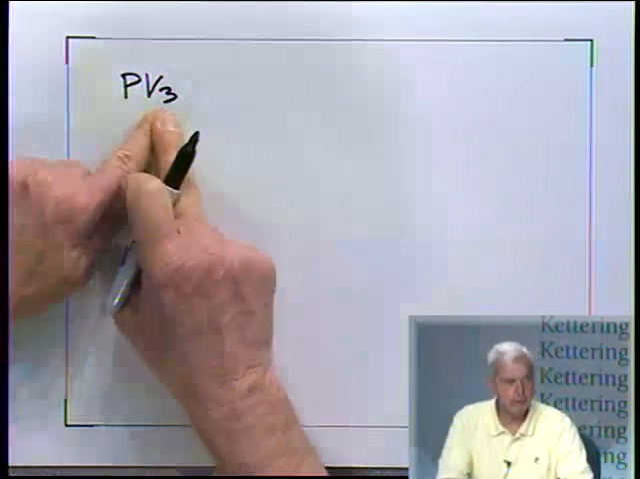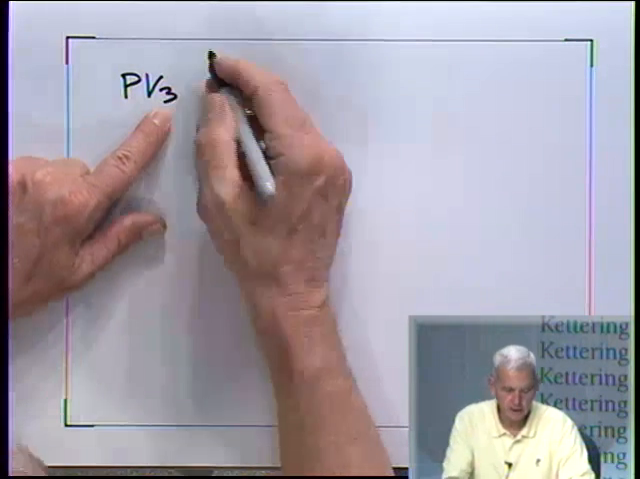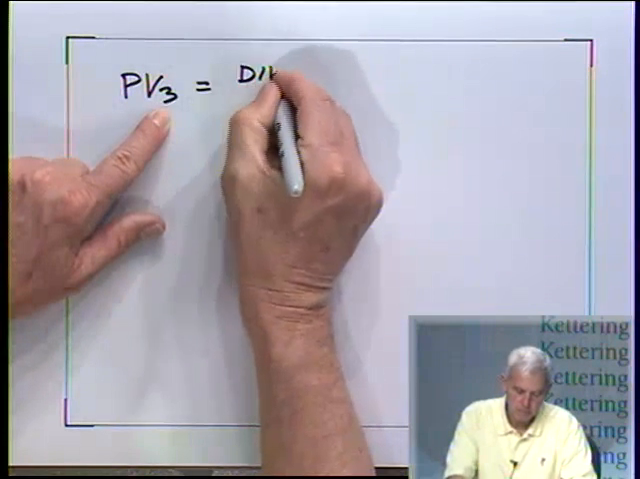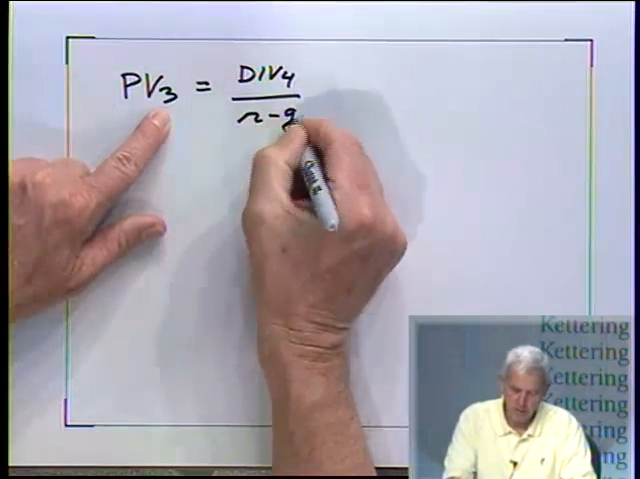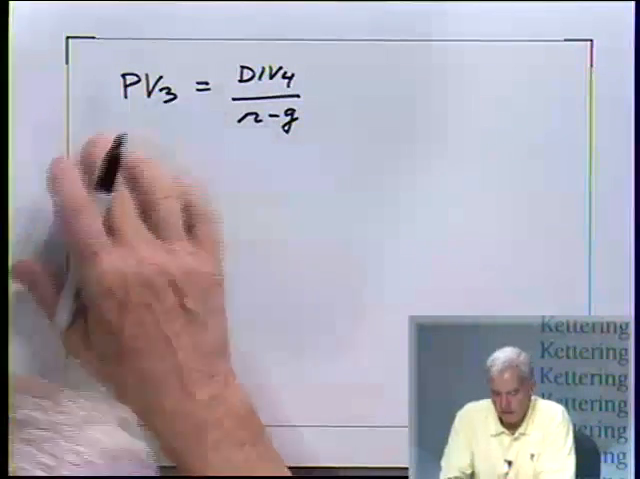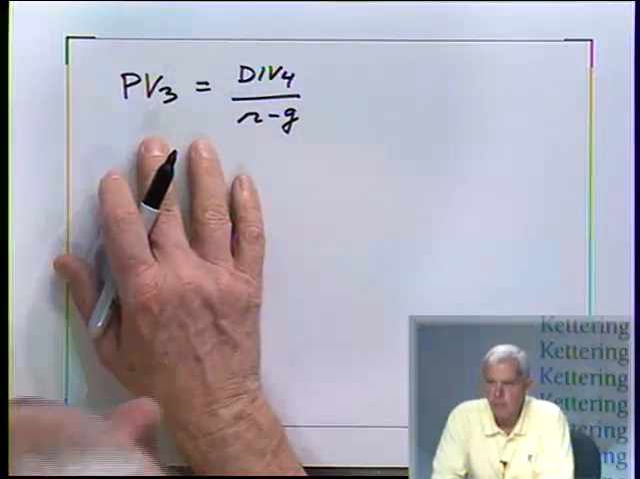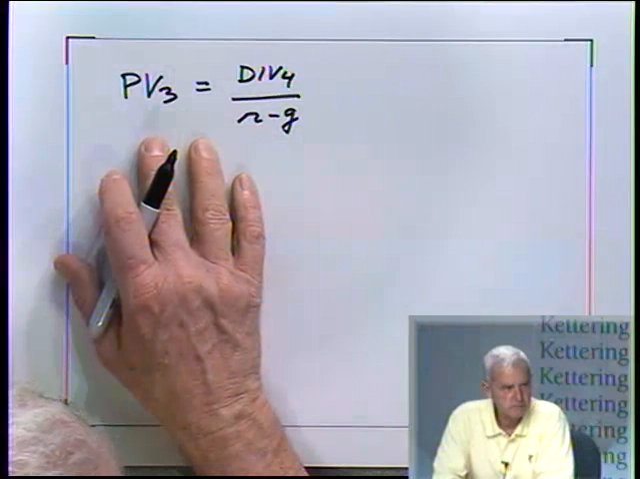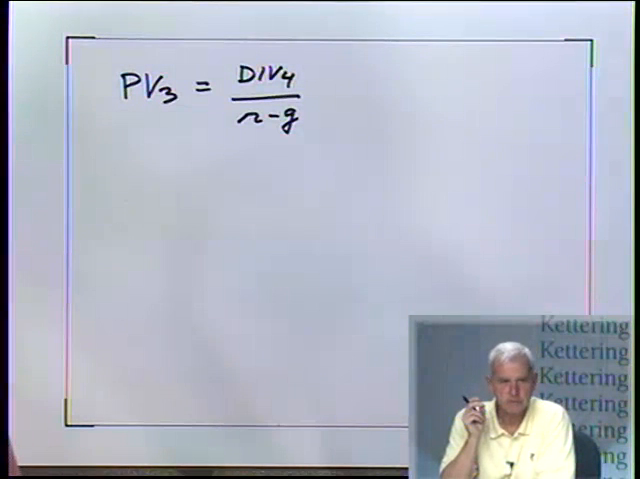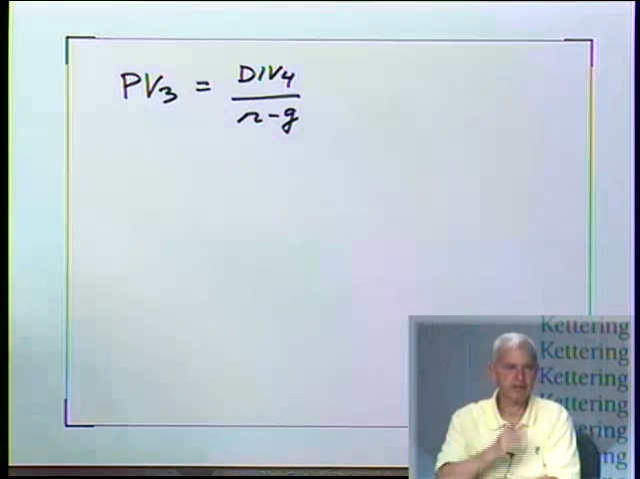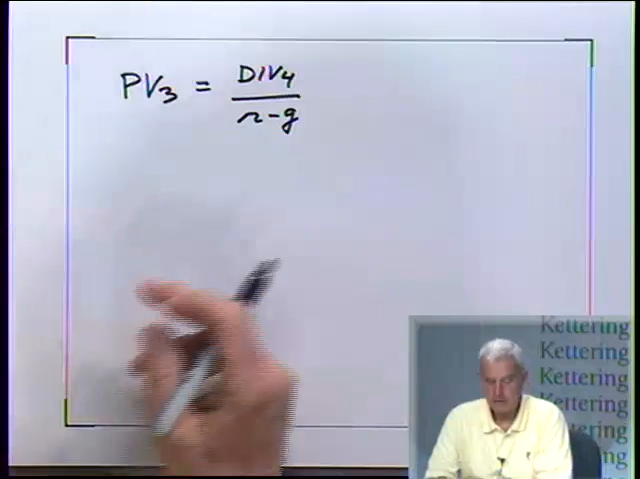The model says PV0 is div 1. If we want PV3, we take div 4 over R minus G. And see, that little thing right there is where, if you're going to make a mistake, that's your most likely place to make a mistake. So make sure you don't forget that. Make sure you don't forget that.